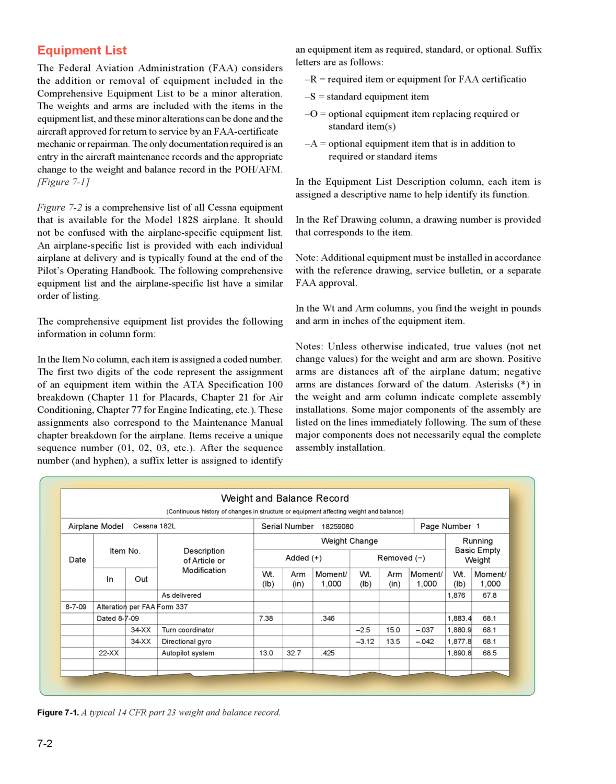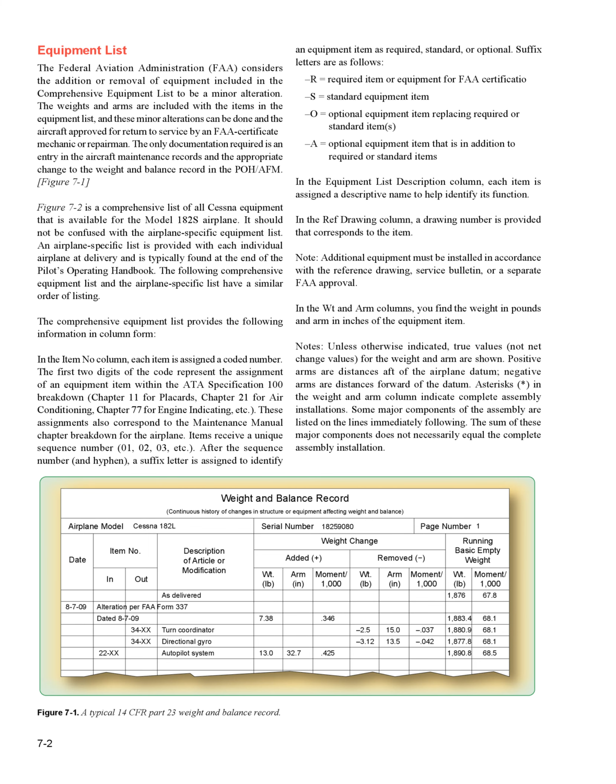Figure 7.2 is a comprehensive list of all Cessna equipment that is available for the Model 182S airplane. It should not be confused with the airplane-specific equipment list. An airplane-specific list is provided with each individual airplane at delivery and is typically found at the end of the pilot's operating handbook. The following comprehensive equipment list and the airplane-specific list have a similar order of listing.